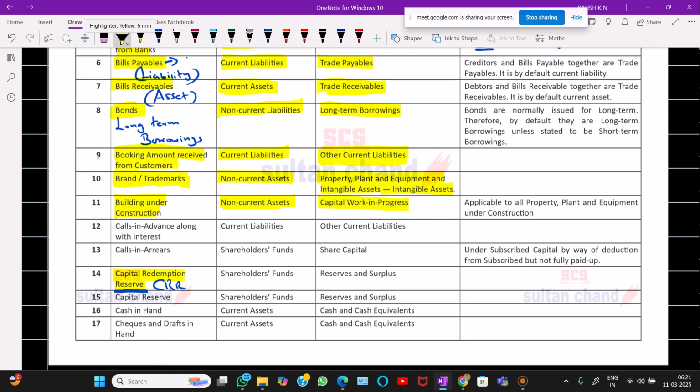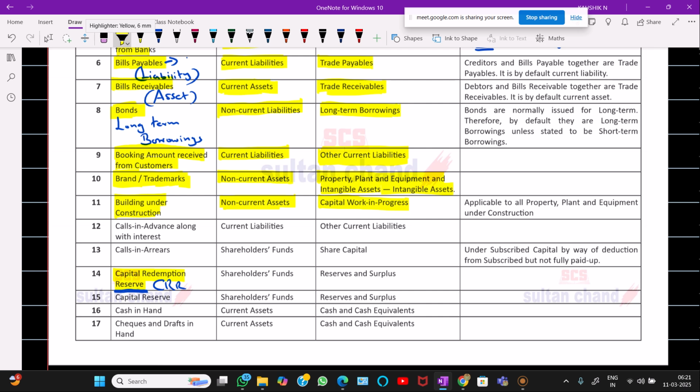IFR, Investment Fluctuation Reserve, DRR, Debenture Redemption Reserve, CRR, Capital Redemption Reserve, and then RR, Revaluation Reserve. Like this, we have various reserves which all belong to specific reserves.